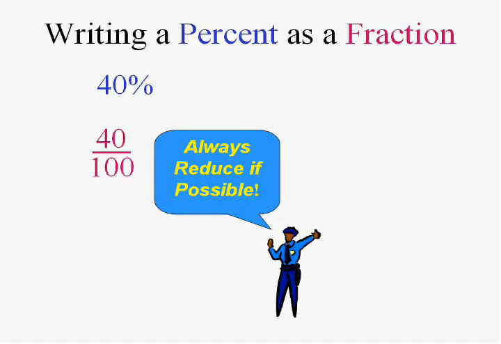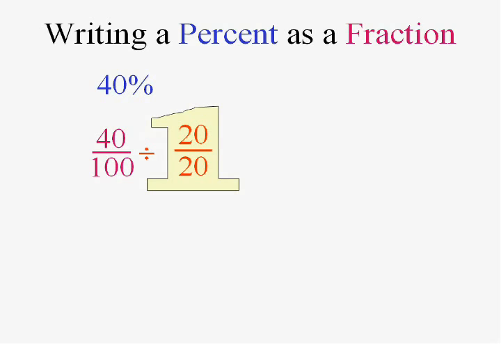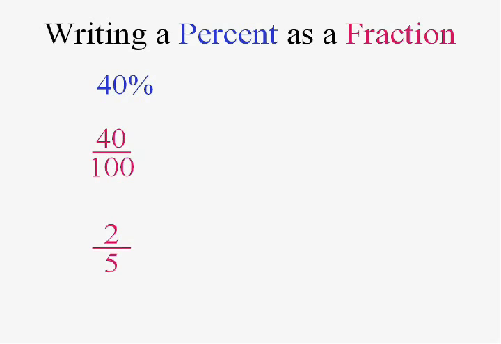Oh, but it's not going to be a correct answer unless we reduce. You can break up the 40 and break up the 100 and reduce, or know the magic number to divide top and bottom by. In this case, 1 in the form 20 over 20. And I'll get 2/5. Cool. And I've changed the percent to a fraction.